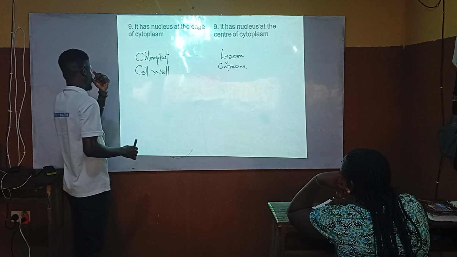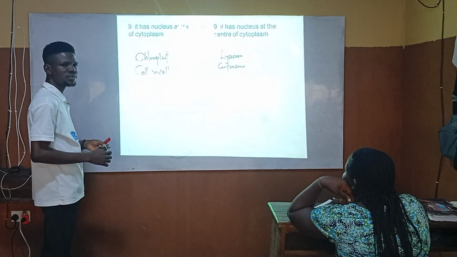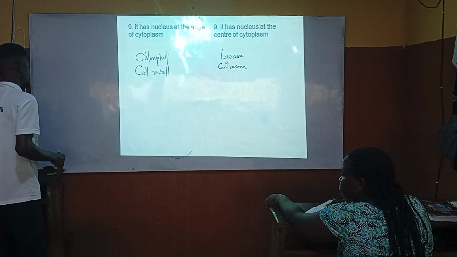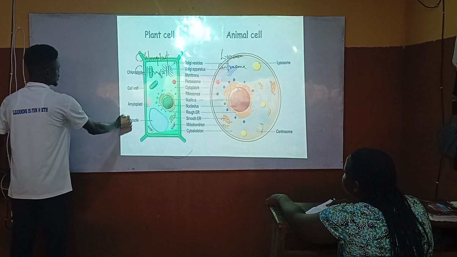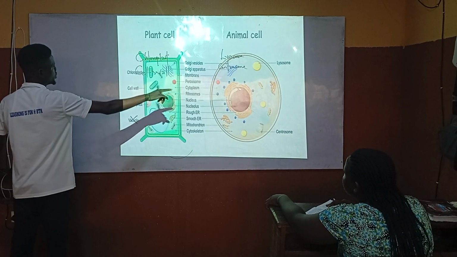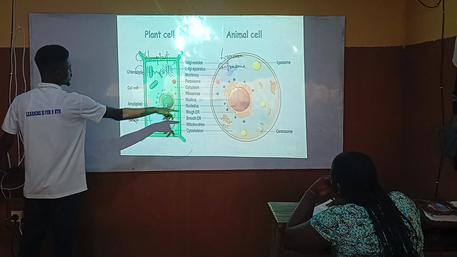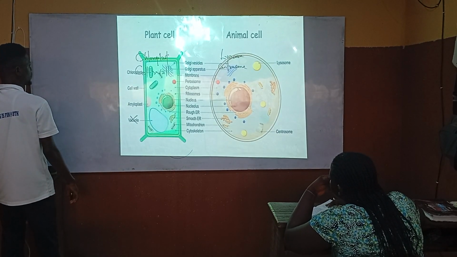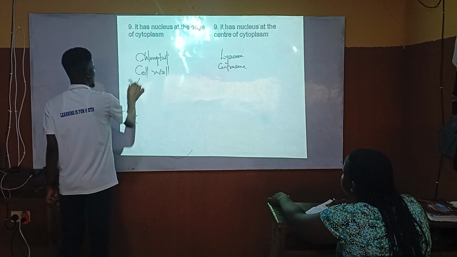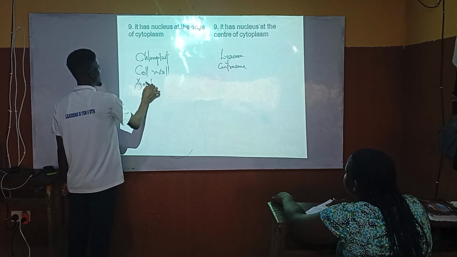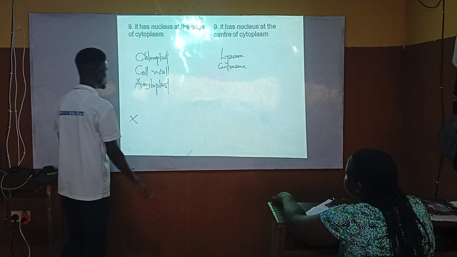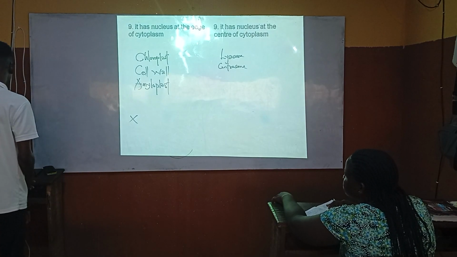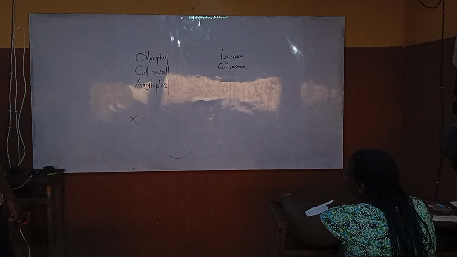What other one? Let me assist you guys. Cell wall, amyloplast. Don't include this one, it's found in both, it's just larger in one and smaller in the other. Okay. So amyloplast can also be added. Amyloplast. Alright, so for animal cell, just those ones precisely. Any question on that?